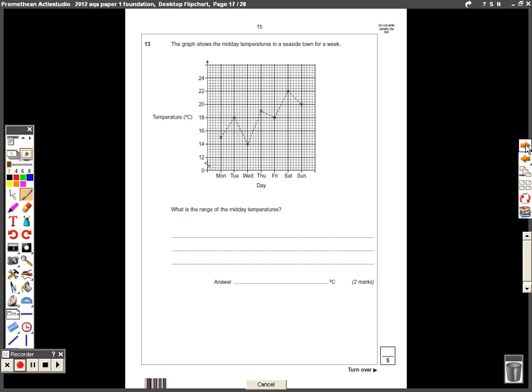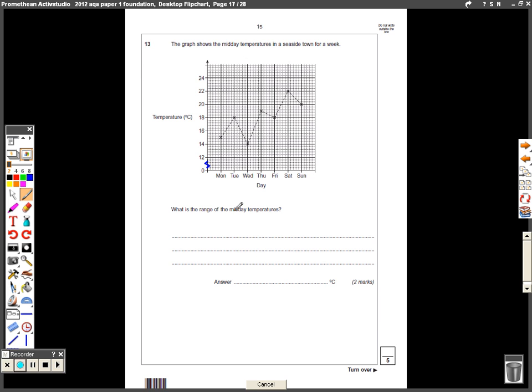Question 13. The graph shows the midday temperatures in a seaside town for a week. We've got temperature over here, we've got days along the bottom. We can see that the scale goes from 0, it makes a jump up to 12, that's why there's that little squiggle, and then it goes up in 2s.